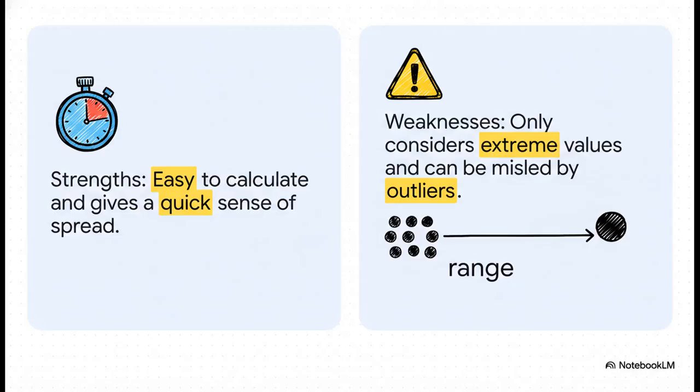Easy, right? But, and this is a big but, that simplicity comes at a price. The range is awesome for a quick peek, but it only pays attention to 2 points, the highest and the lowest. So imagine one freakishly hot day, an outlier. That one day could give you a massive range, even if all the other days were practically identical. It tells you nothing about the data in the middle, and for that, we need a much better tool.